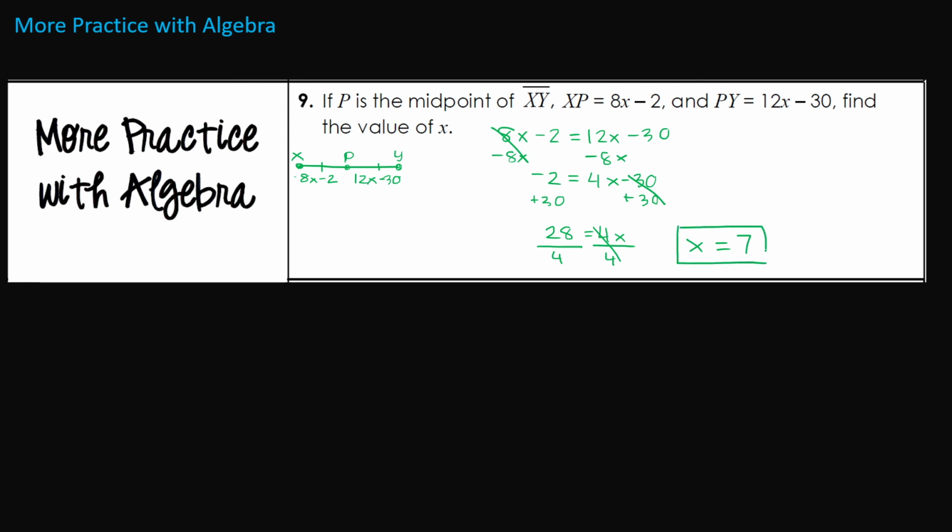Now what I could do to check my answer, I'm not going to do that right now, but what I could do is take the value of x, 7, and plug it into 8x minus 2 and 12x minus 30. If they equal each other, I did my work correctly. Again, there are 2 additional practice problems, that is 10 and 11 in your notes.